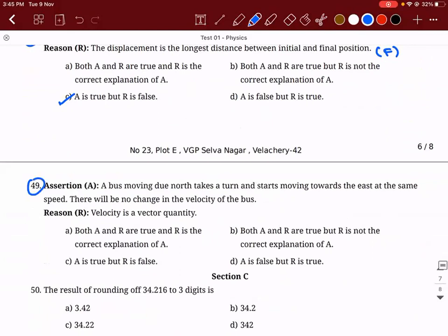49. There is a bus moving due north which takes a turn and starts moving towards the east at the same speed. There will be no change in velocity of the bus.